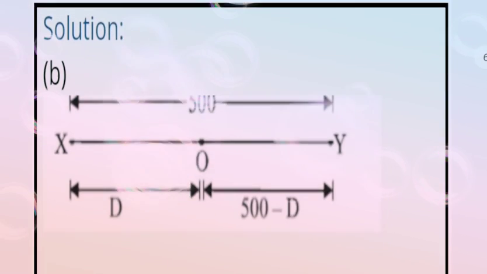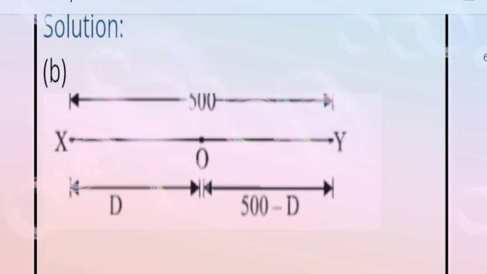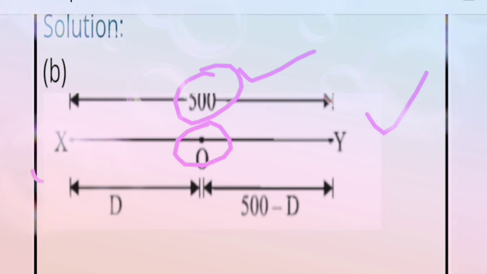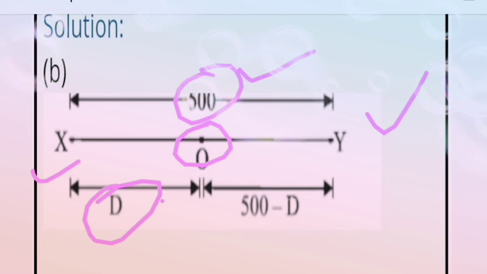Now come to the solution here. On the basis of the given data, we can easily draw this diagram. We know that the total distance is 500 km and O is the crossing point. Now the distance from X to Y is 500 km, so we can assume that the distance from X to O is d, then the distance from O to Y is 500 minus d.